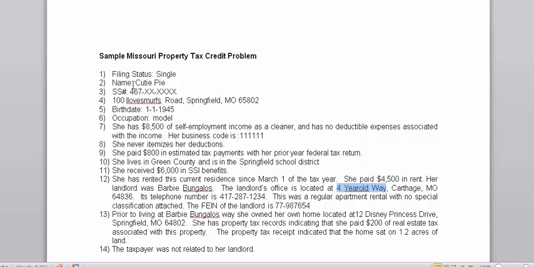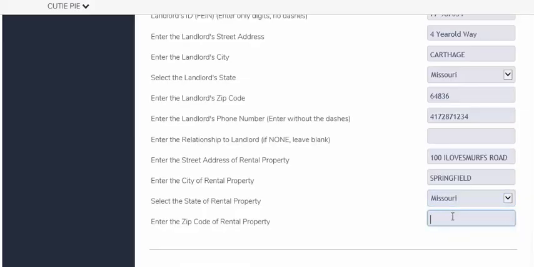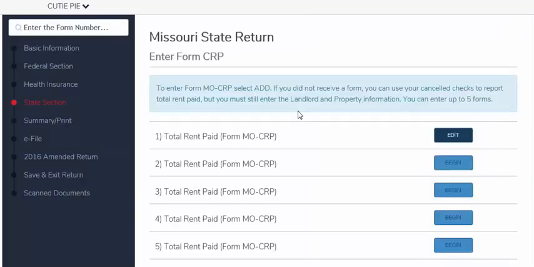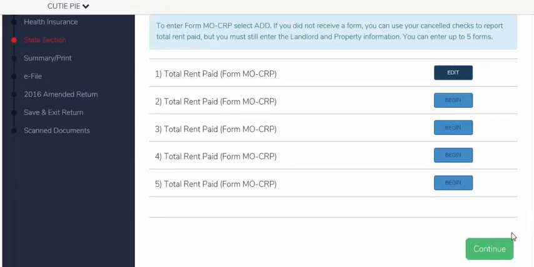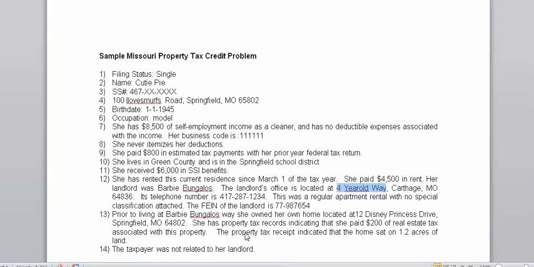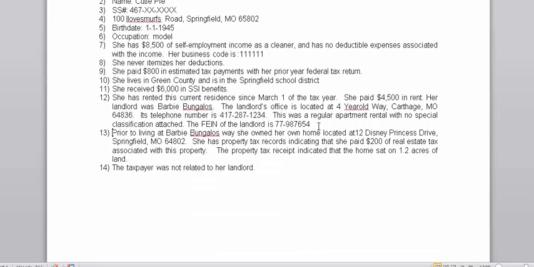And it looks like the taxpayer lived at 100 I Love Smurfs Road in Springfield. And that zip was 65802. Okay. If they had lived at other rental properties, we would go through and put in more of the CRPs, but we don't have any more CRPs. We do know that we owned our property at a different location for part of the year. So now we go on down to number 13 in our list.